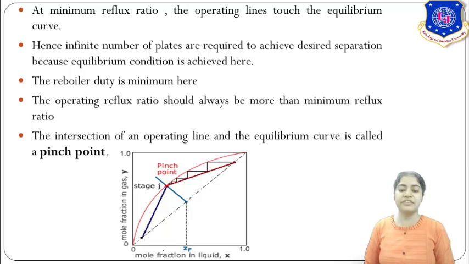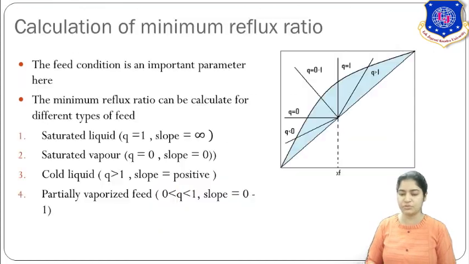Now the operating reflux ratio should always be more than the minimum reflux ratio. See, when you are designing your column, of course, you design it for a finite number of trays only. So minimum reflux ratio is the least point, the minimum value above which you have to operate. The operating reflux ratio at which you operate your column should always be more than that minimum value.